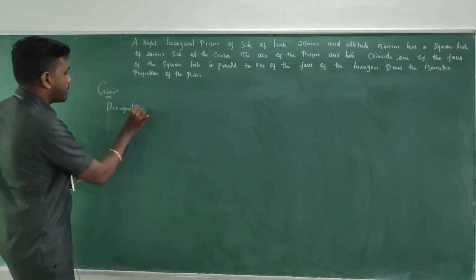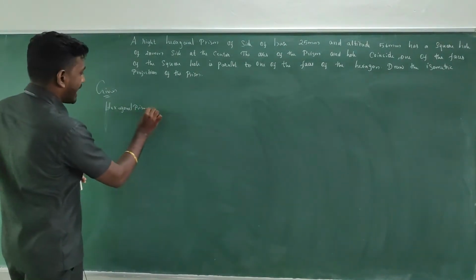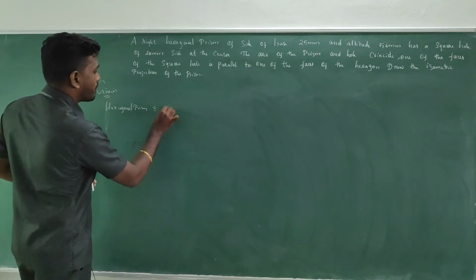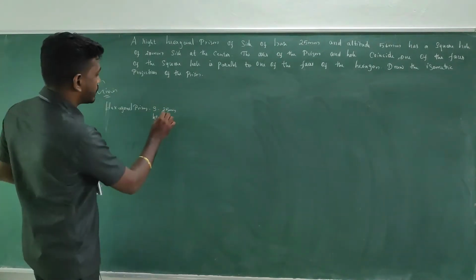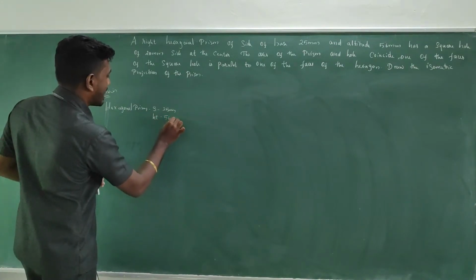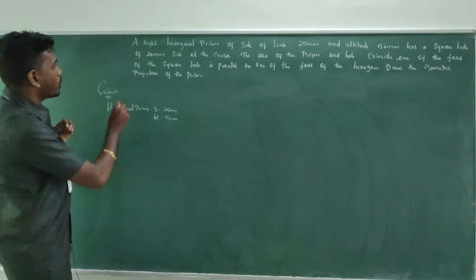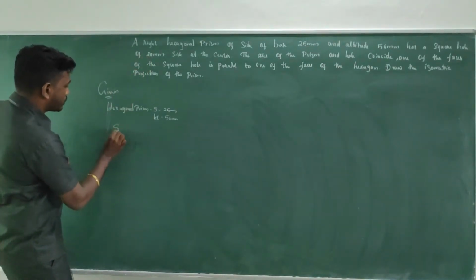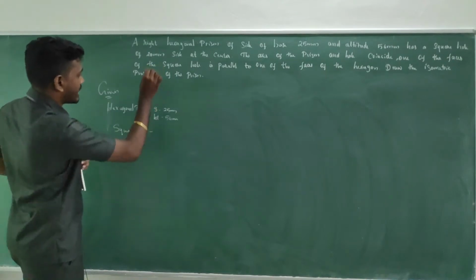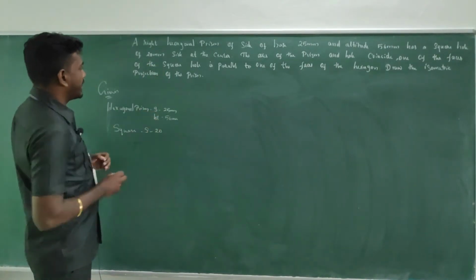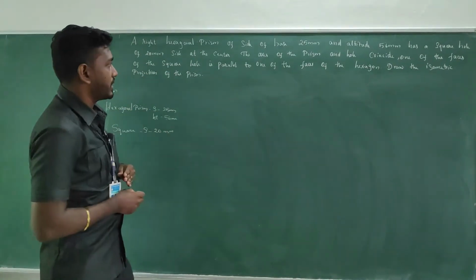Hexagonal prism. Am I right? The object is a hexagonal prism. Each side is 25 mm and the altitude, the height, is given as 56 mm. And then a square hole is there. Its size, the square hole side, is 20 mm. And it has been placed at the center.